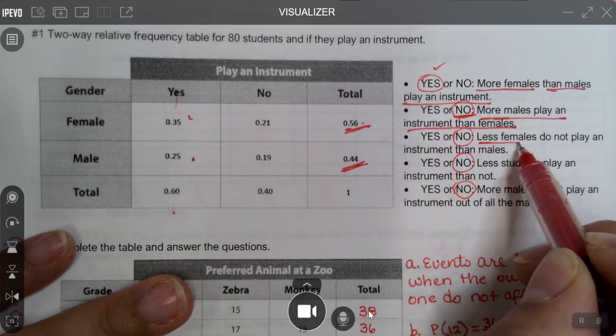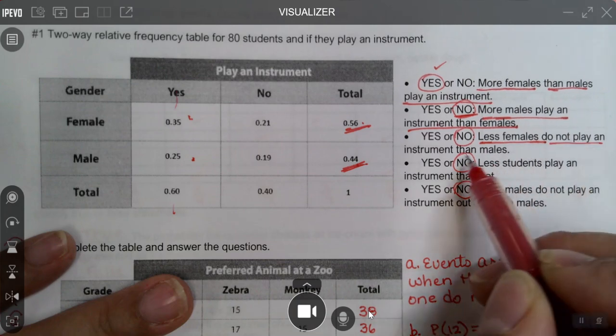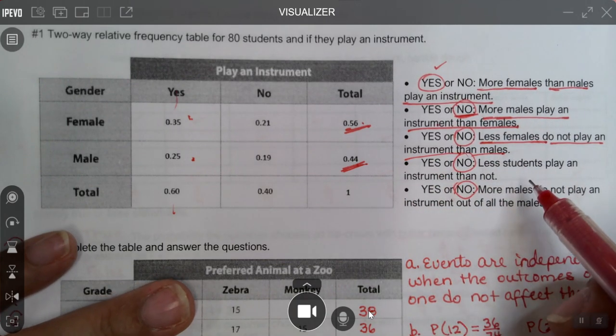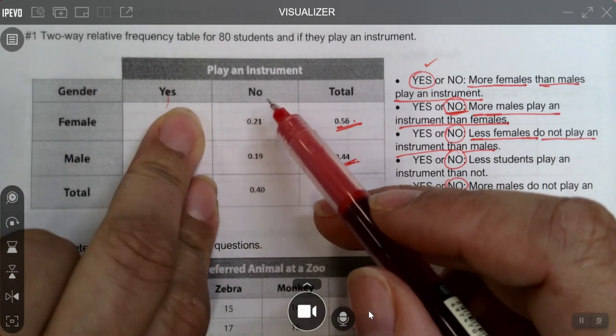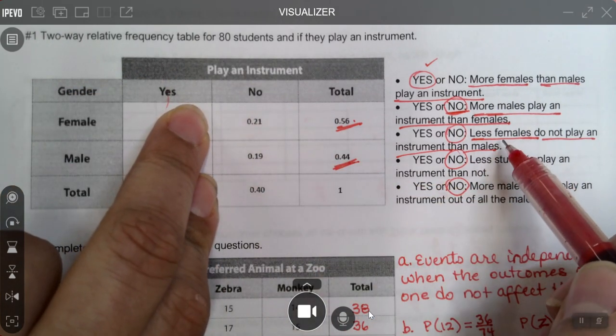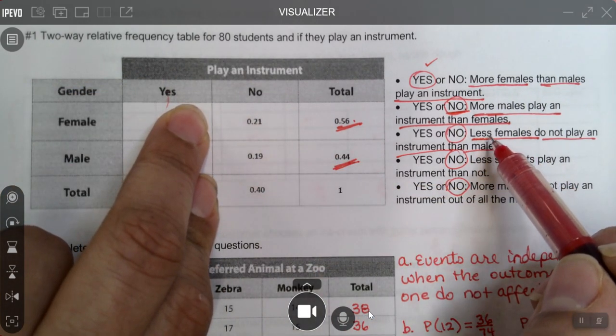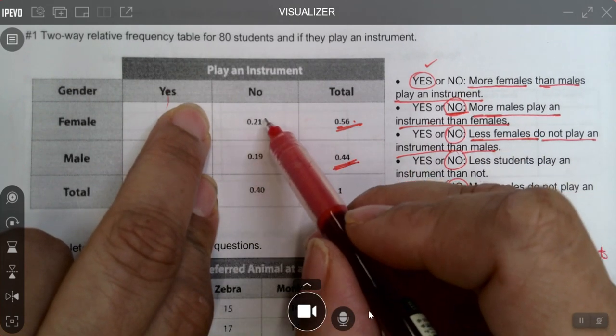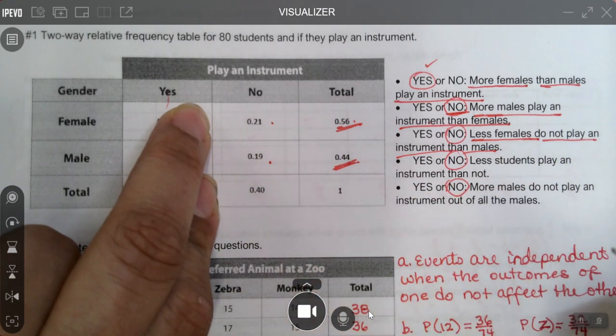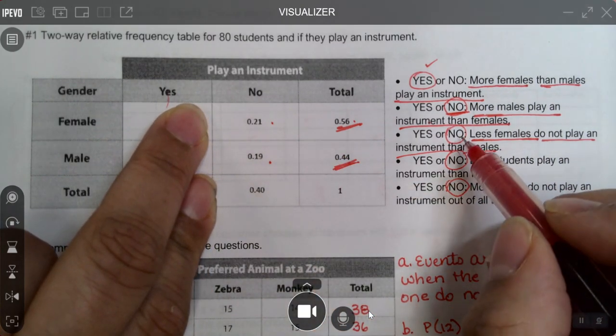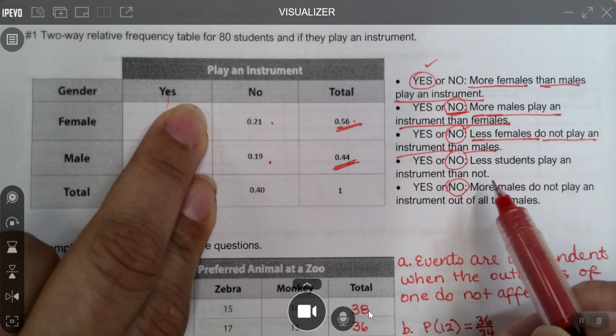This one says less females than males don't play an instrument. So we're looking at those who don't play an instrument, and is it less females that don't play an instrument? That is incorrect. It's actually less males that don't play an instrument. That's why I said no, the statement is false.